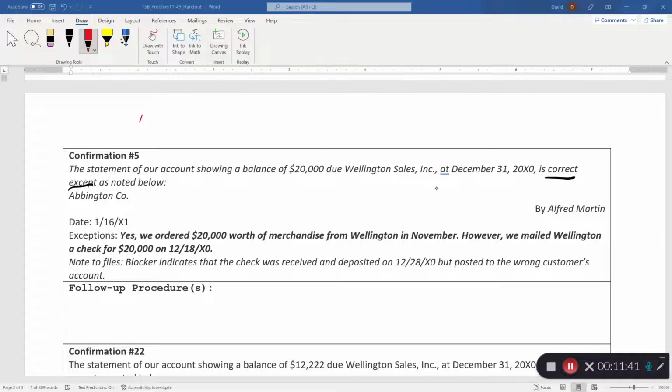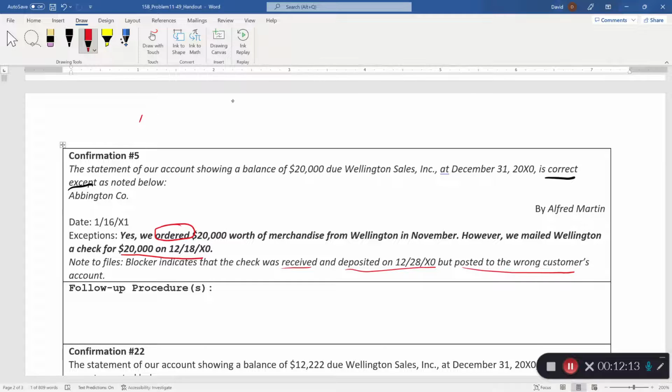So they're saying, hey, everything looks good, except, okay, here's where it goes. We ordered it, but we mailed them a check on 12/18. Then Blocker, I believe, is the controller or something, indicates that the check was received and deposited on 12/28, but was just posted to the wrong customer's account. So what do we need to do to follow up on this?